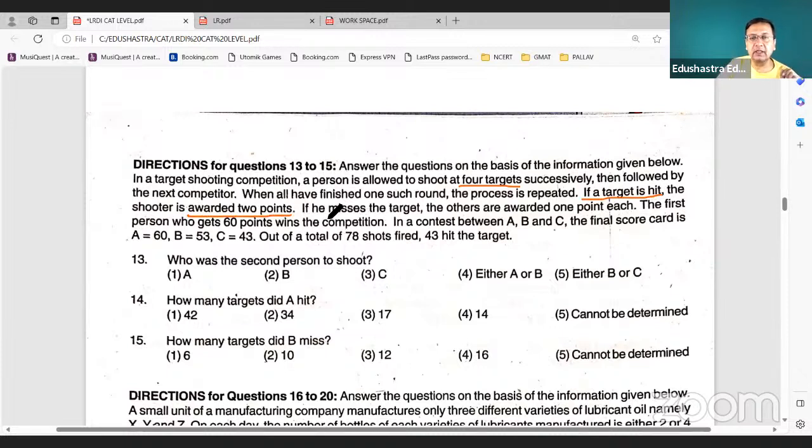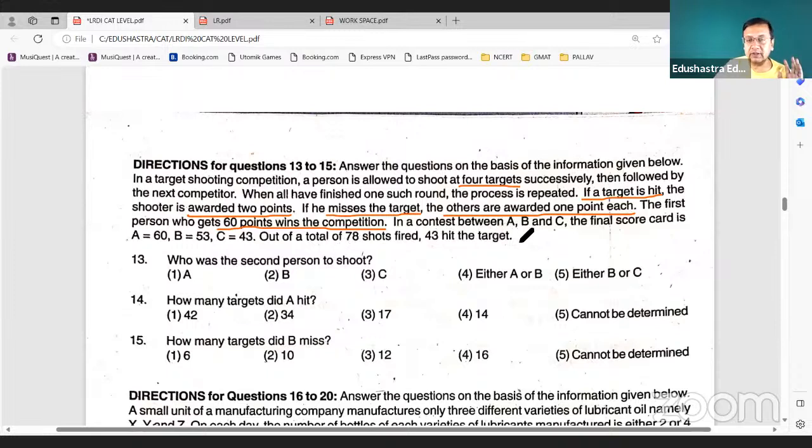If he misses the target, the others are awarded points. This is an important point here. If the person misses the target, the other players each get 1 point. The first person who gets 60 points wins the competition. So the limiting point is 60. Whosoever gets 60 points first will be the winner of the tournament.